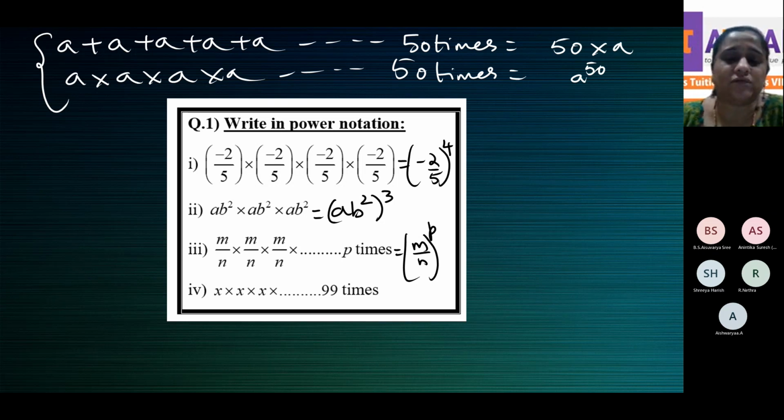No. Your interpretation of this expression is incorrect. See here, m by n, m by n, m by n, it goes on like this p times. Okay, ma'am. m by n is multiplied with itself p times, so it's m by n to the power p. Okay, ma'am. Yeah, next one.